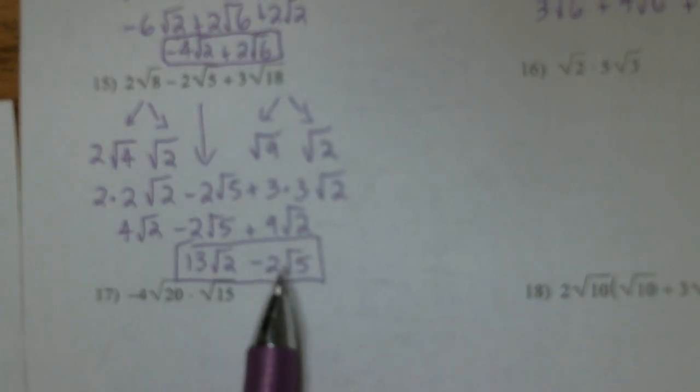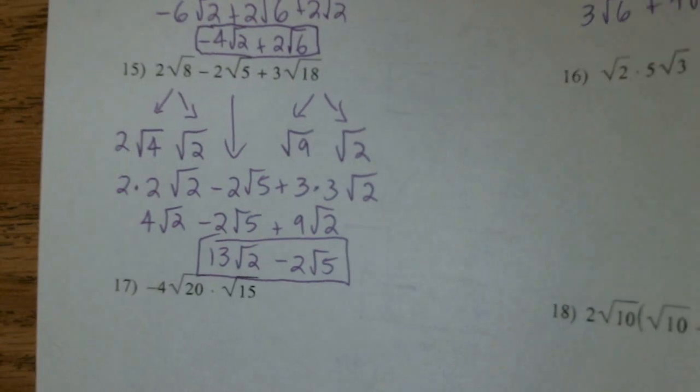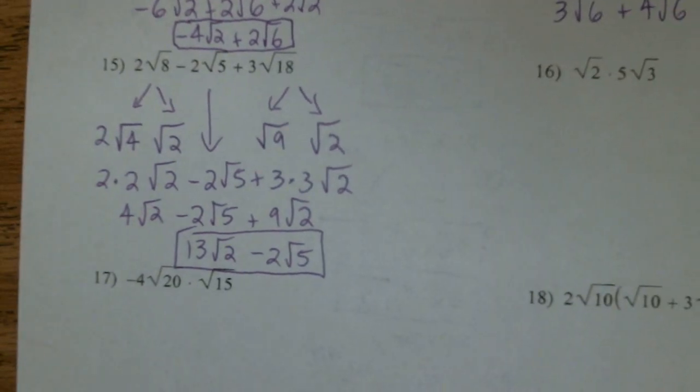And that's my answer. And guys, it doesn't matter if you were to put the negative 2 root 5 in front, if you'd written your final answer as negative 2 root 5 plus 13 root 2, that's the same exact thing. It doesn't matter how you write it. 4 plus 7 is the same thing as 7 plus 4.